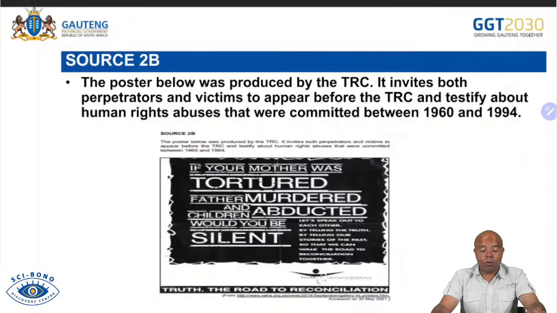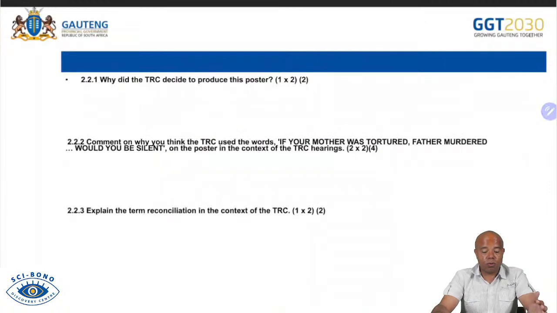If your mother was tortured, your father murdered, and children abducted, would you be silent? Let's speak out to each other by telling the truth, by telling our stories of the past, so that we can walk the road to reconciliation together. Now let's go to the questions. First question, 2.2.1. Why did the TRC decide to produce this poster?